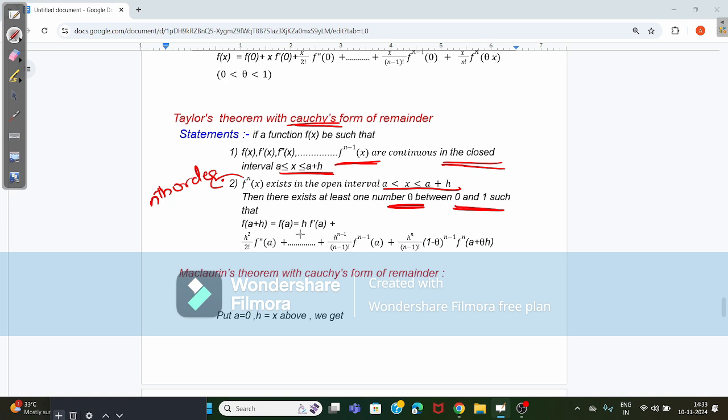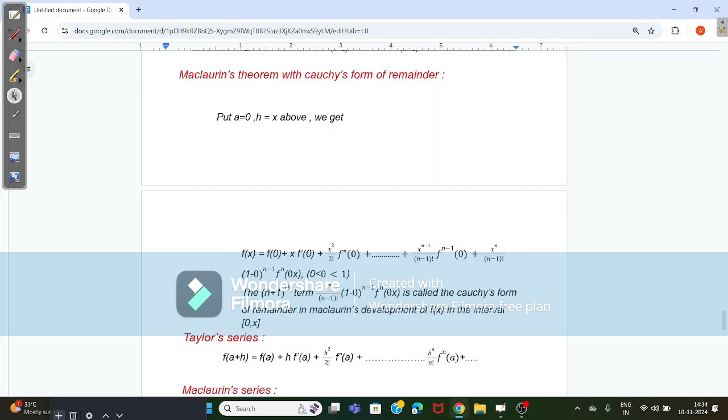f of a plus h is equal to f of a plus h into f dash of a plus, and so on, h square by 2 factorial f double dash of a plus, and so on. Okay, now here put the value of a equal to 0 in the above theorem and h equal to x. Now what you will get here is f of x equal to f of 0 plus x into f dash of 0 plus x square by 2 factorial f double dash of 0 and so on. These are the values of Maclaurin theorem by Cauchy's form of remainder.